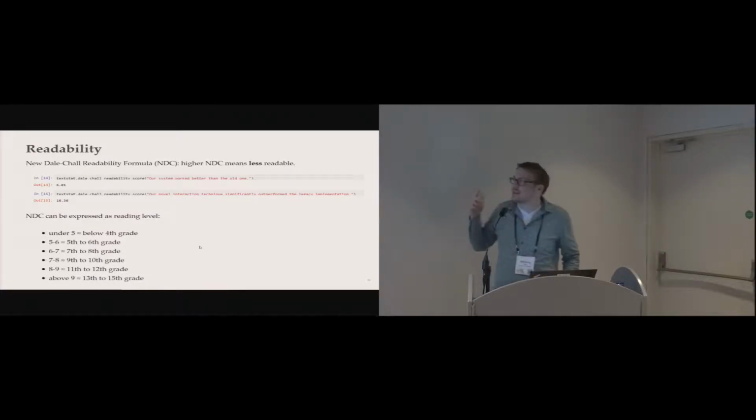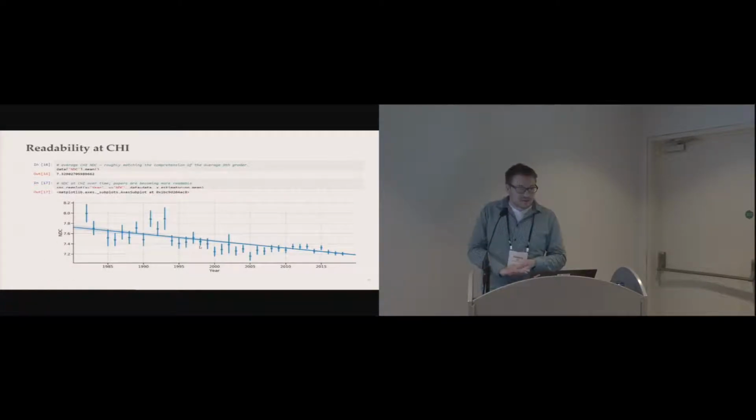In your head, there's a transformation scale for that, so you can in some way take the number and make it a grade level. But it's a bit fuzzy. The average CHI paper sits at around 9th grade level. So we're not writing too complex, but something that we found really curious is that over time CHI papers have become more readable. Remember, a lower number actually means more readable.